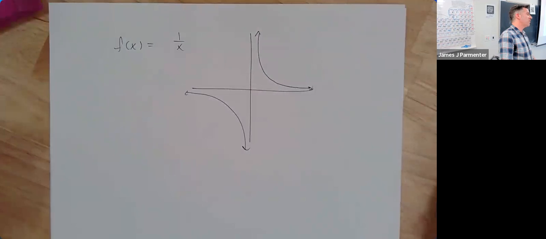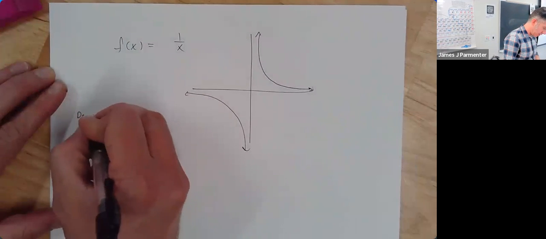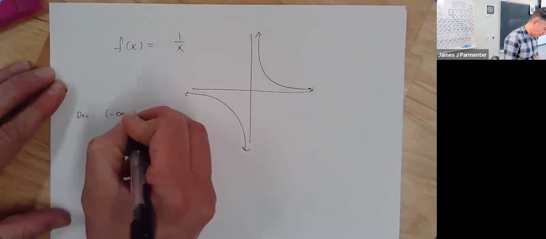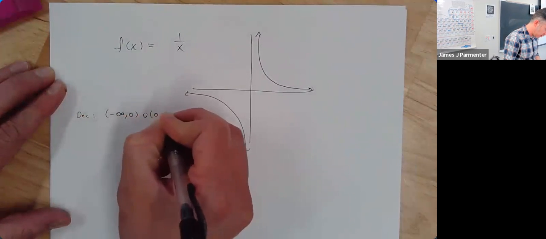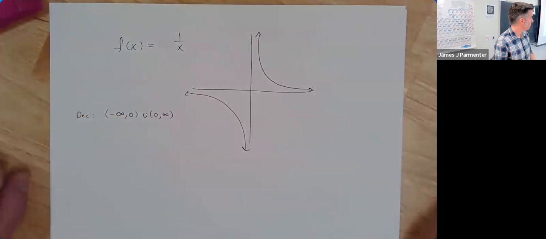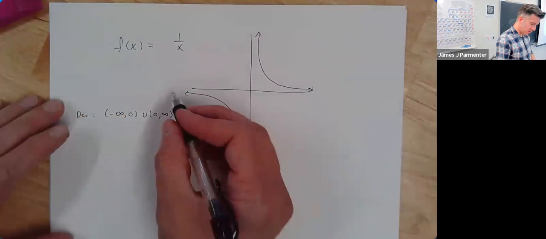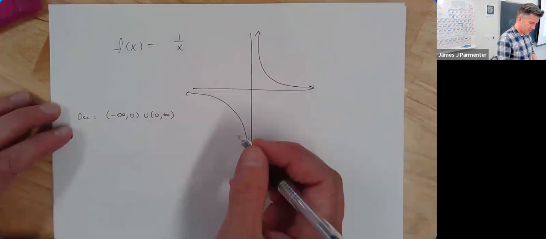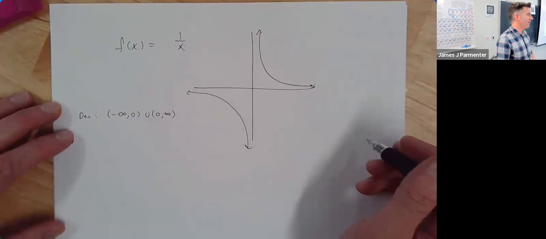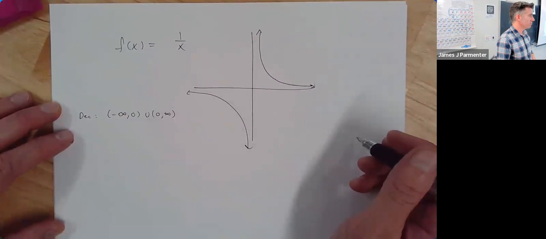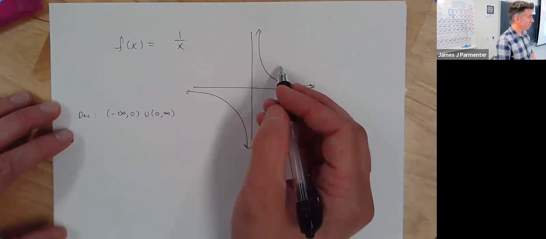This function is always decreasing. Well, I should really say it's decreasing on the interval negative infinity to 0, union 0 to infinity. On the left side here, is it concave up or concave down? Concave down. How about over here?